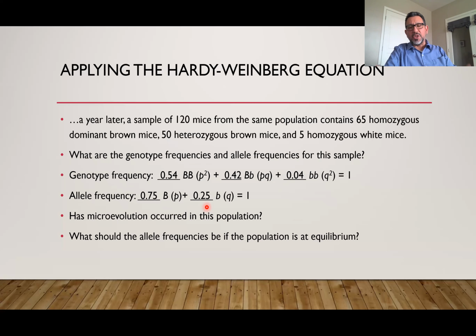If the population was at equilibrium, the allele frequencies should remain real close to 0.7 for brown, if not exactly 0.7, and for white, close to 0.3, exactly 0.3 or slightly different from 0.3. Any deviation from that, microevolution is happening. If the allele frequencies remain the same, then the population is at Hardy-Weinberg equilibrium.